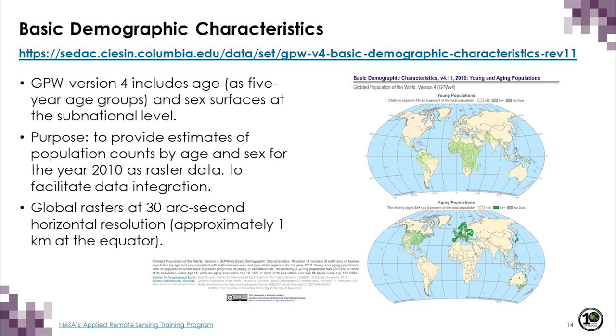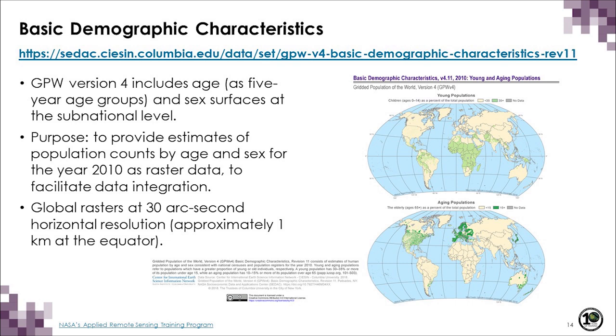Turning now to vulnerability, we talk about the basic demographic characteristics data set, and GPW version 4 includes this data for the first time, as age in 5-year age groups and sex surfaces at the subnational level. The purpose is to provide estimates of population counts by age and sex for the year 2010 as raster data to facilitate data integration. The data is presented as global rasters at 30 arc-second horizontal resolution, approximately 1 kilometer at the equator, one raster for each age group and sex.